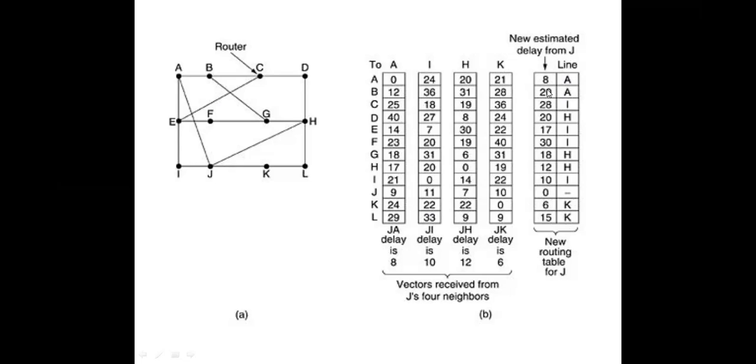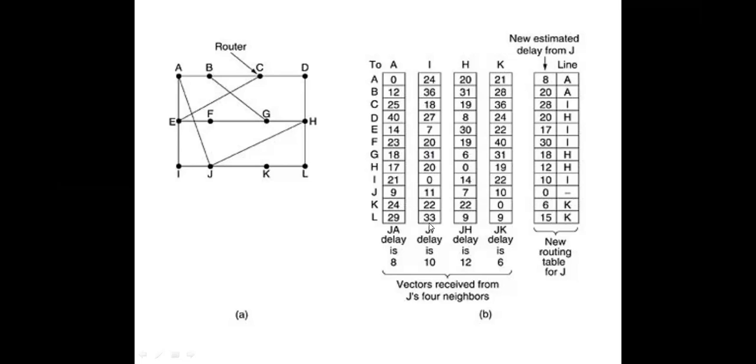Okay. Then what about J to C? So again we need to go either from A, or from I, or from K, or from H. Which path do we need to take? J to A is 8 and A to C is 25. 25 plus 8 is 33. Okay. J to I is 10 and then I to C is 18. 18 plus 10 is 28. So 28 versus 33, 28 is smaller. And then H.